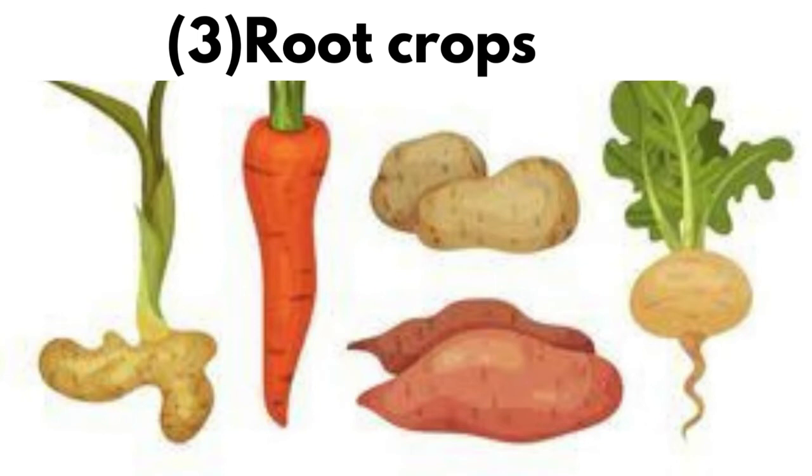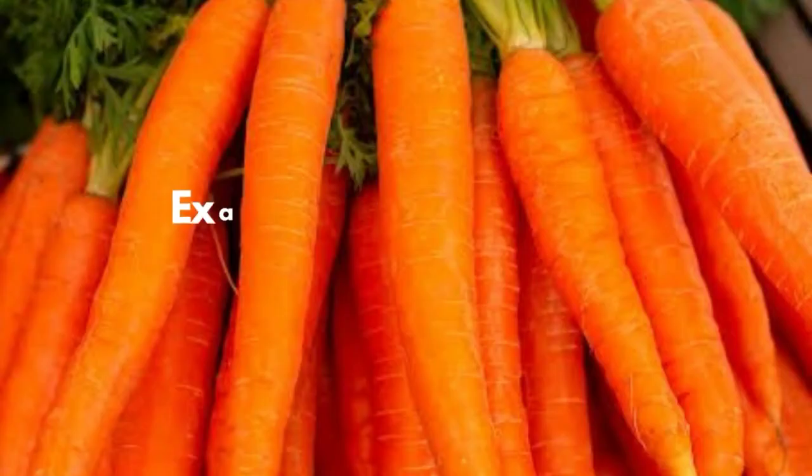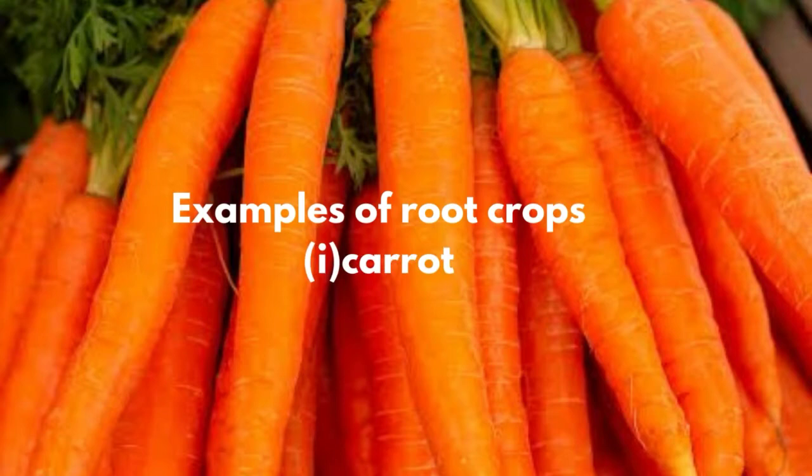Number three group of plants we are going to classify according to agricultural classification is the root crops. Now, the root crops are crops that have storage organs. Their storage organs develop from the root. Examples of root crops, we have the carrot. Carrot is a root crop, as you can see. It develops from a root.